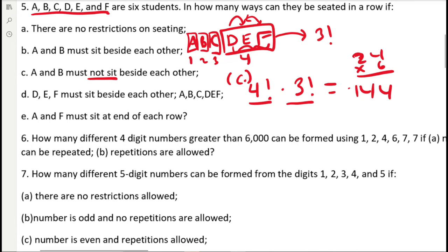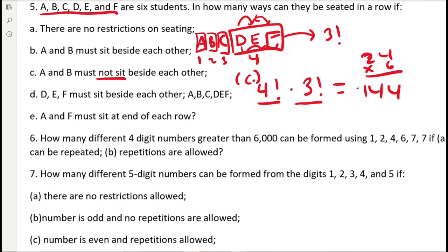Should be bigger than that. No, that's fine. That should be part D, not C. Okay, so that's fine. So we have a total of 144 ways for part D. All right, so that's part D. So now what about part E?